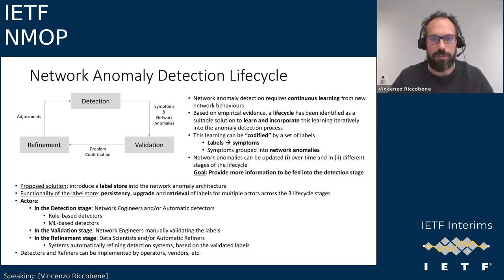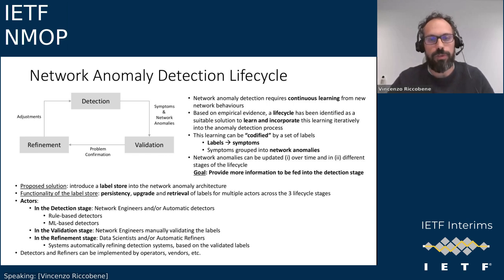You have to adjust the process by adjusting the information that the detection process has available to it. In this work, our major contribution is saying that this knowledge, this continuous learning, can be codified in the form of labels that substantially describe the symptoms that we see on the network, and those symptoms can be collectively grouped into network anomalies. In the draft, you will see references to the network anomaly metadata draft as well, which describes the symptom. And then in this draft, there is a full description of the network anomaly data model. So the major contribution is the data model and the state machine for how to use this data model in the different stages of the life cycle.